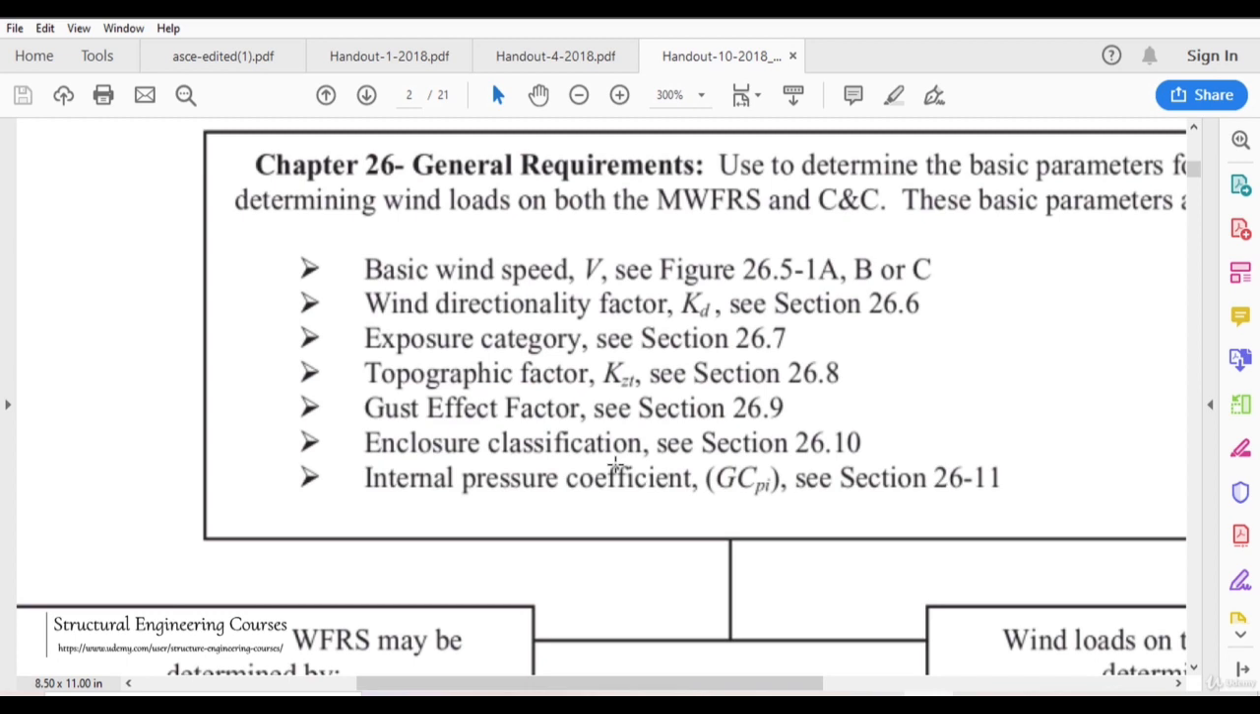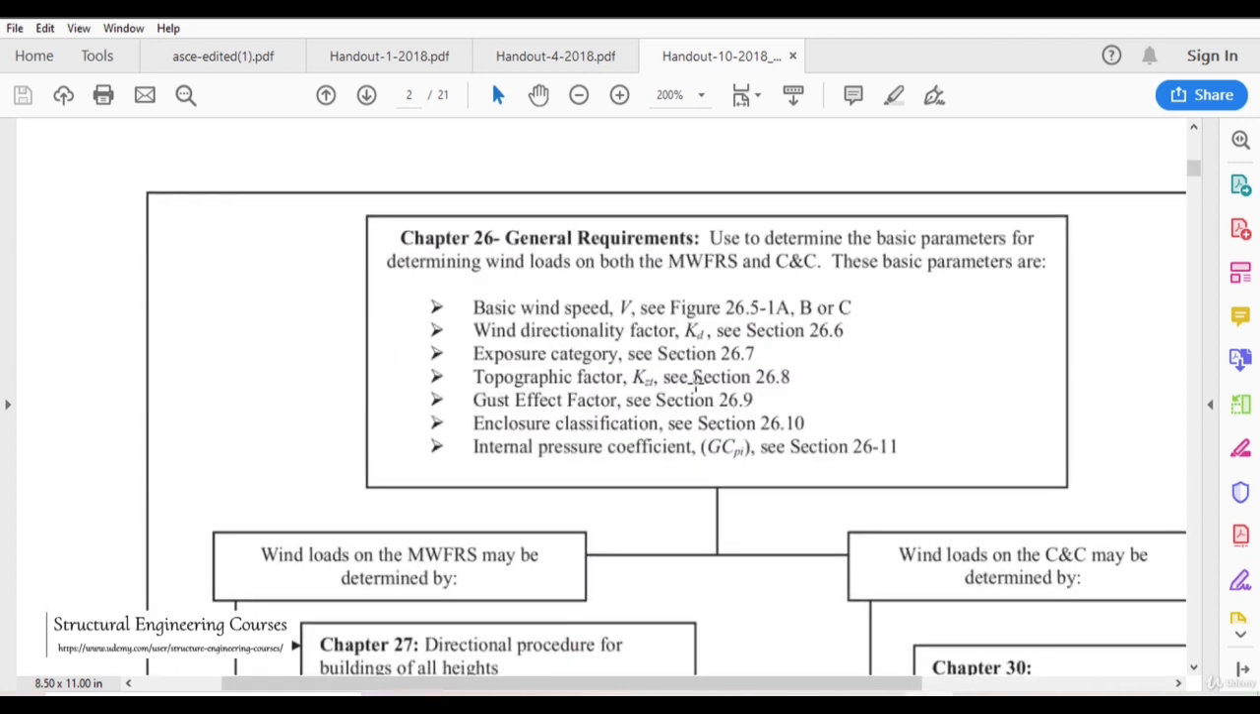External pressure is the basic concept of pressure acting from the outwards, and internal pressure is something that acts from the inwards. So we consider the cumulative effect of the external pressure coefficient and the internal pressure coefficient to help us calculate the final basic wind pressure. All these terms are something that you need to understand very carefully.